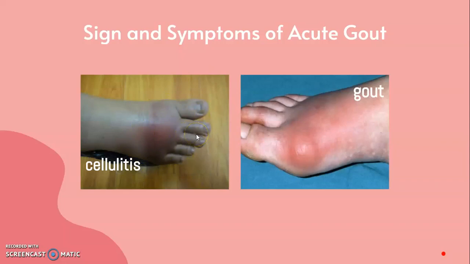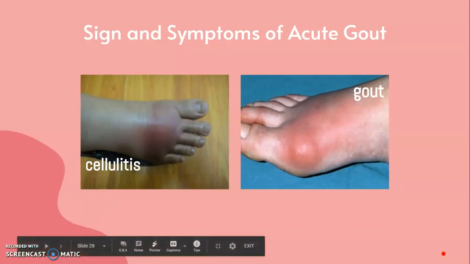So one way we can actually diagnose the disease is that initially the inflammation and the swelling might occur at the joint, but if it spreads and affects multiple digits, then it means that it's cellulitis and it's not gout. That's how we rule out cellulitis from gout.